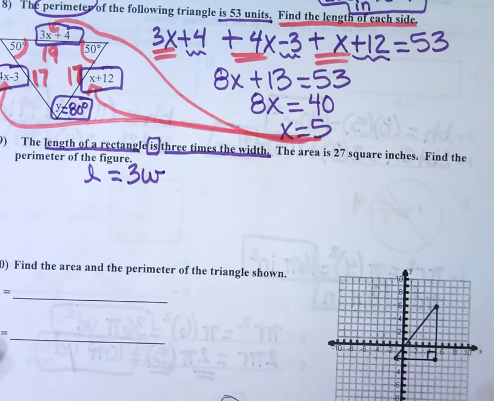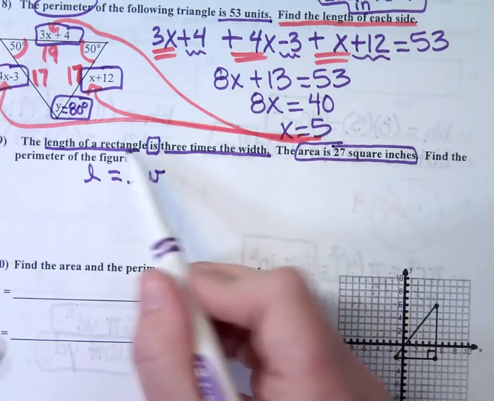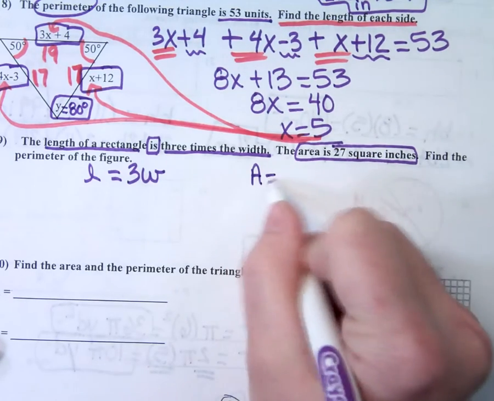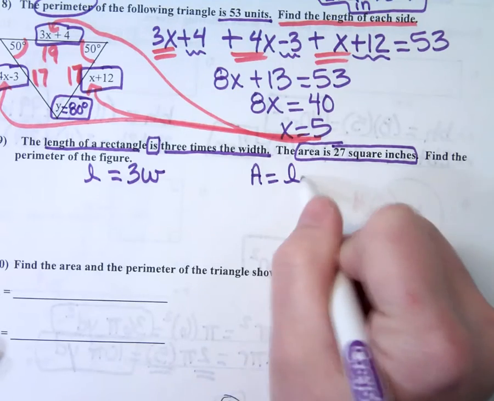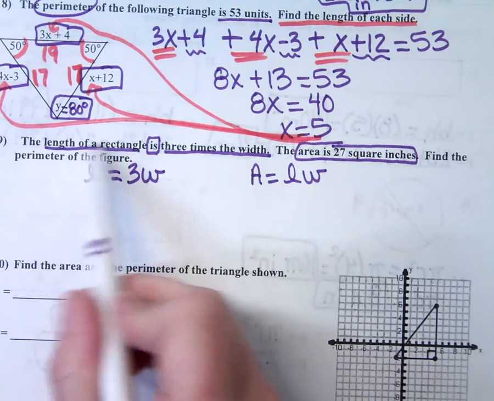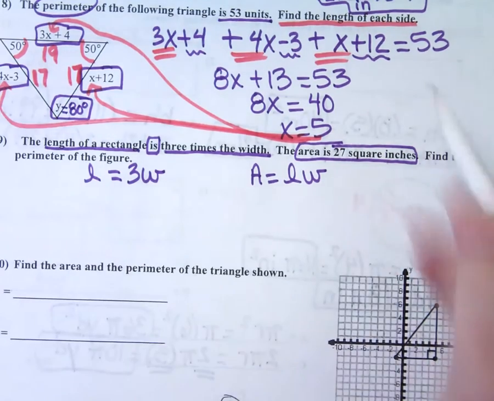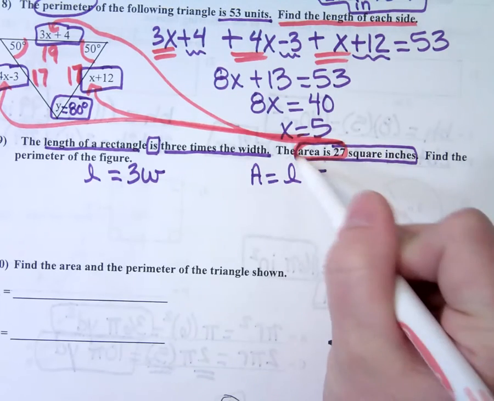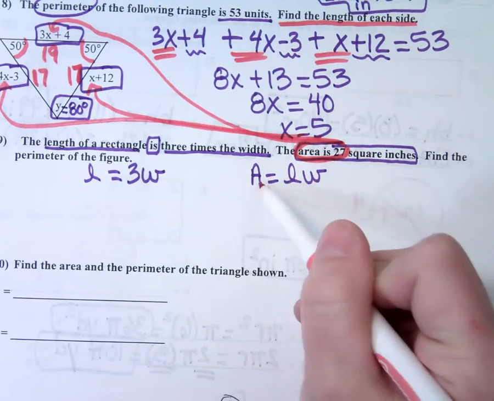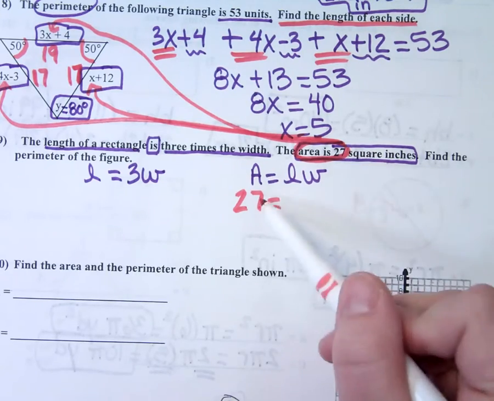Okay, next thing I'm told is that the area is 27 square inches. And I'm talking about a rectangle, so I know my formula for area is length times width, or base times height. The reason I didn't use base times height this time was because this was using length and width terms, so that's why I said length times width. Since it tells me that the area is 27, then I can replace the A with a 27, because that's what it says the area is, so 27 is going to go into the A.